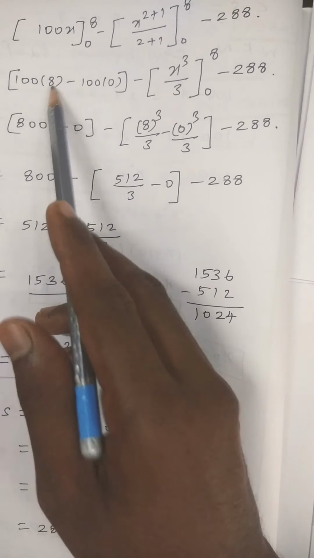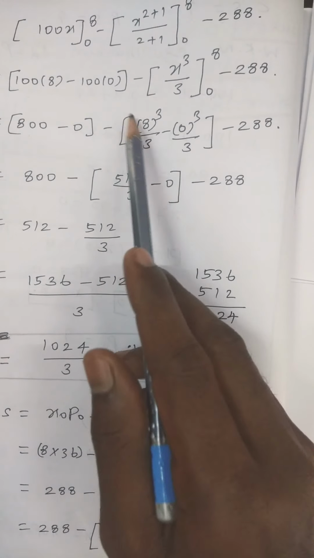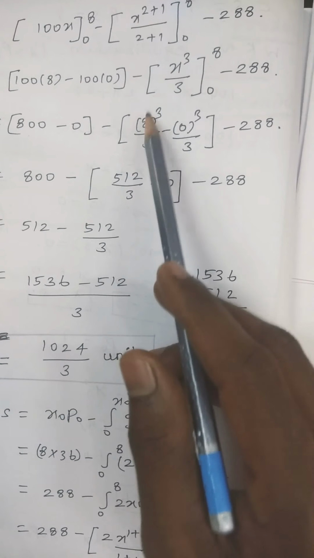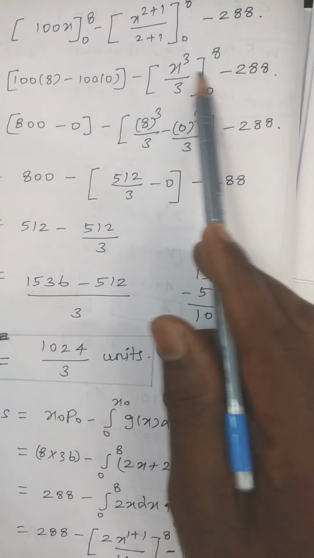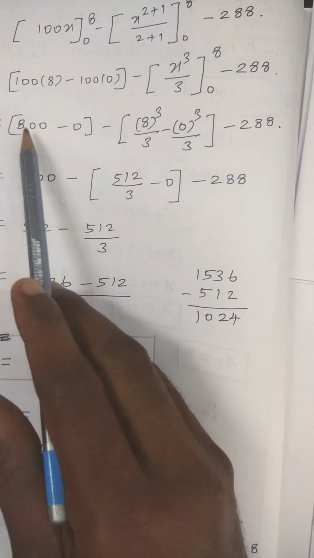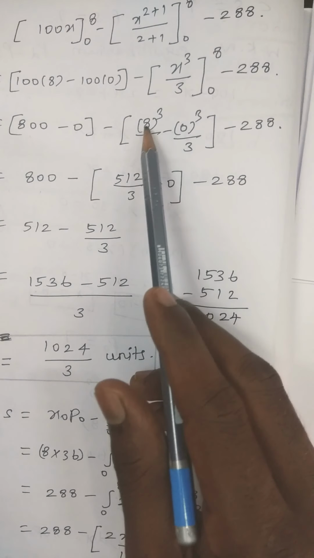Equal to 100 into 8 means 800, minus 100 into 0 means 0, minus open bracket. Substitute the upper limit. What is the upper limit? 8. So 8 cube by 3 minus 0 cube by 3, close the bracket, minus 288, equal to 800 minus 0 means 800, minus 8 cube, which means you multiply 3 times.